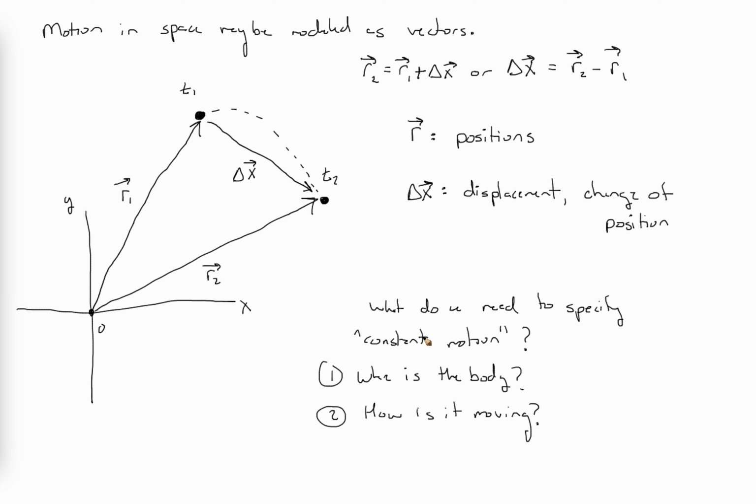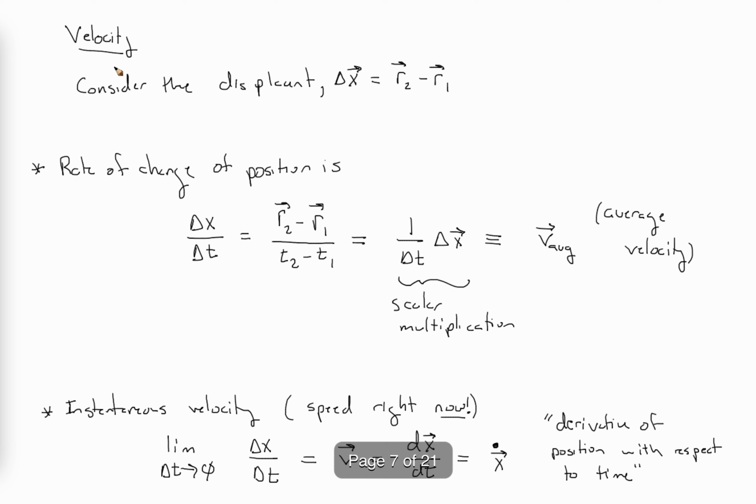So Newton's law says we need to specify constant motion. Have we done so just by doing this? No, that's not quite all. All we've said is where the body is at two different times. We've not really said how it is moving. So we have to do one more bit of work to turn this vector of displacement into a vector that actually tells us how the body is moving. And that is to define something called the velocity.